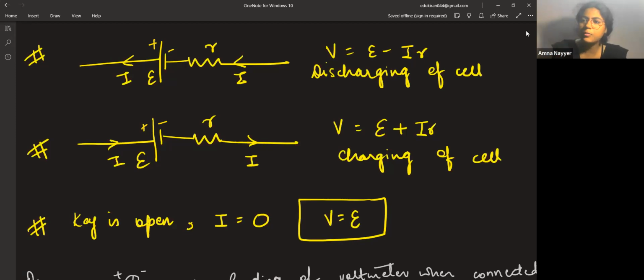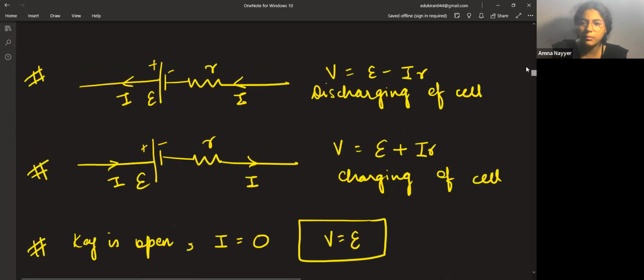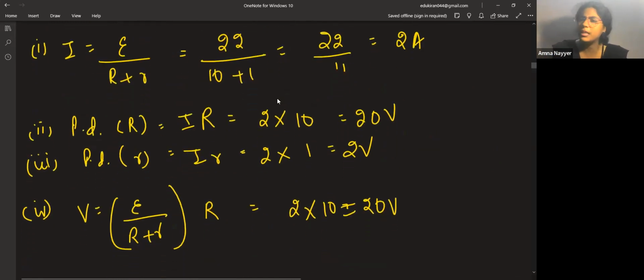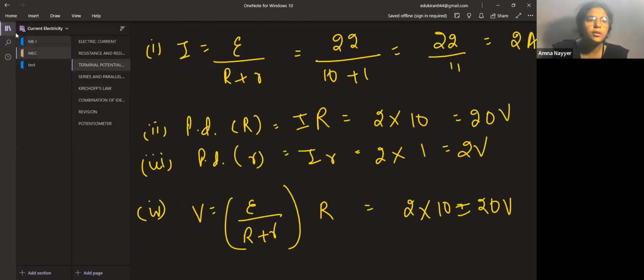All right, write these points also. Write down the above solution also. Then I'll start with the next topic. That completes this, it was a very small topic. Then I'll start with series parallel combination.